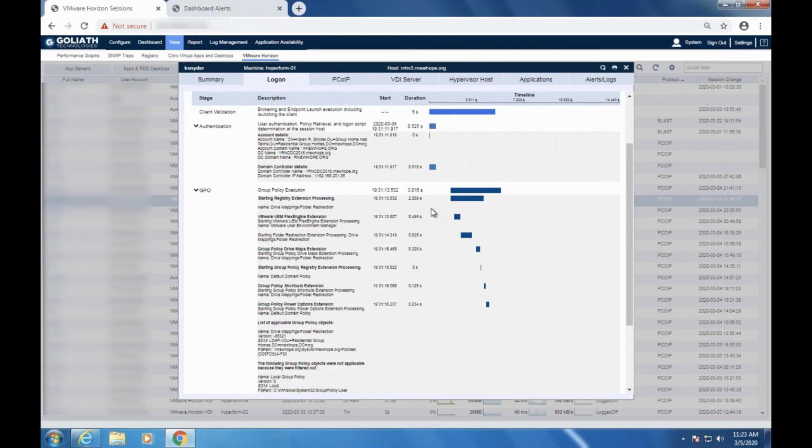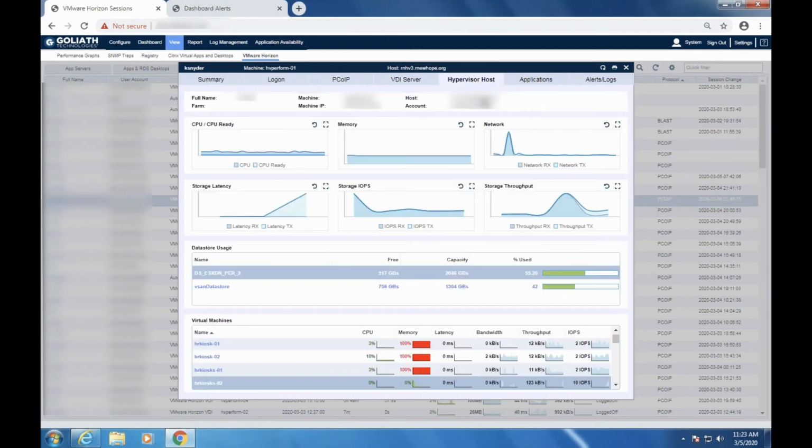So within a couple of clicks, they were able to cut down their logon times significantly just by leveraging the technology here. And then finally, for those affected sessions, they flipped over to the hypervisor host tab, and they were able to see the host utilization for this individual user session. It was then that they found out that they had some legacy hardware that they needed to remove from rotation, because every user that was leveraging that hardware was experiencing issues.